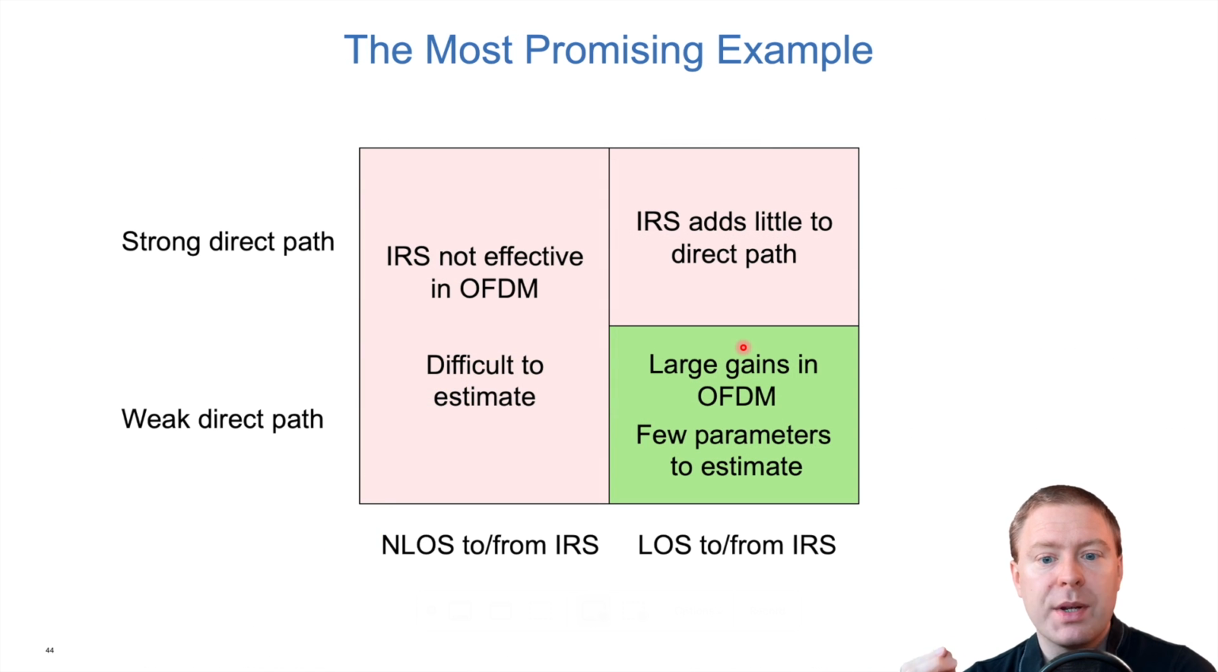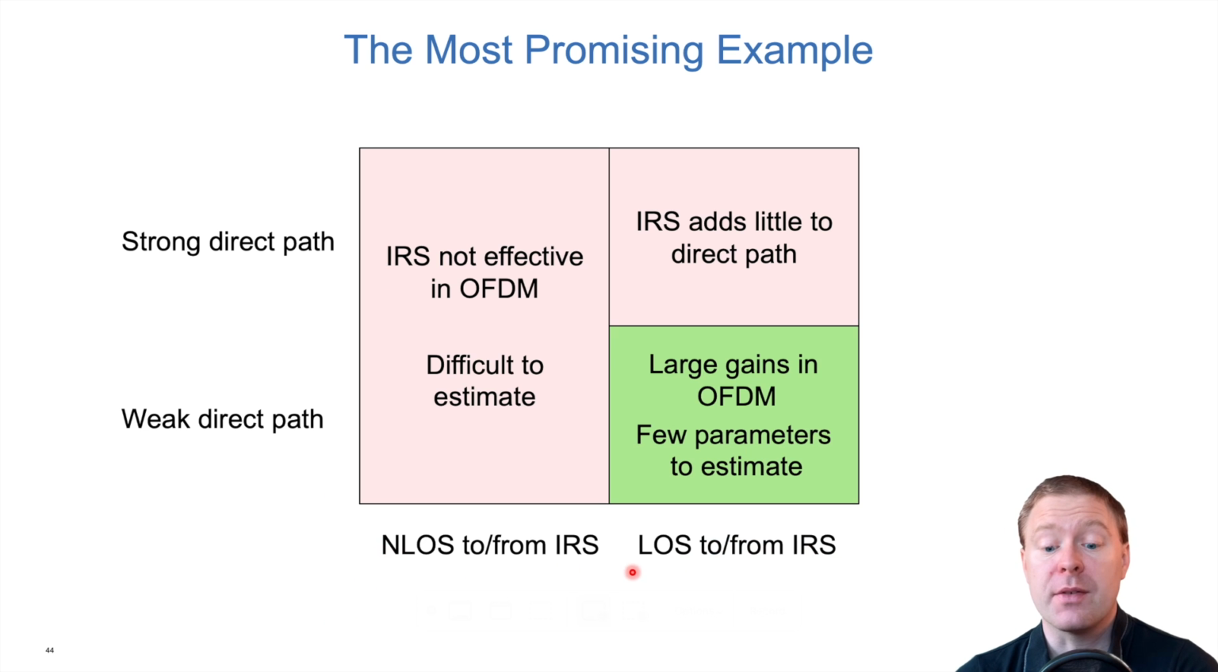So to summarize, what is the most promising example of using IRS? Well, I'm considering two dimensions: a strong direct path and a weak direct path, and the case when we have non-line of sight to or from the IRS, or when we have line of sight both to and from the IRS. If we start with the non-line of sight case, then irrespective of whether we have a strong or weak path, the IRS isn't effective, because it can only reflect a signal from one direction towards one location. And if we have many paths, then it can only lock onto one of them, and the difference it will make is very small. And it also becomes rather difficult to estimate, because there is no real structure in the channel.